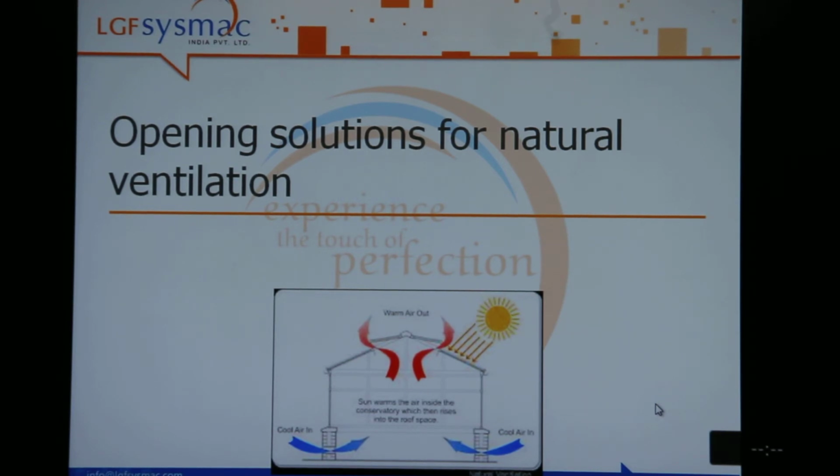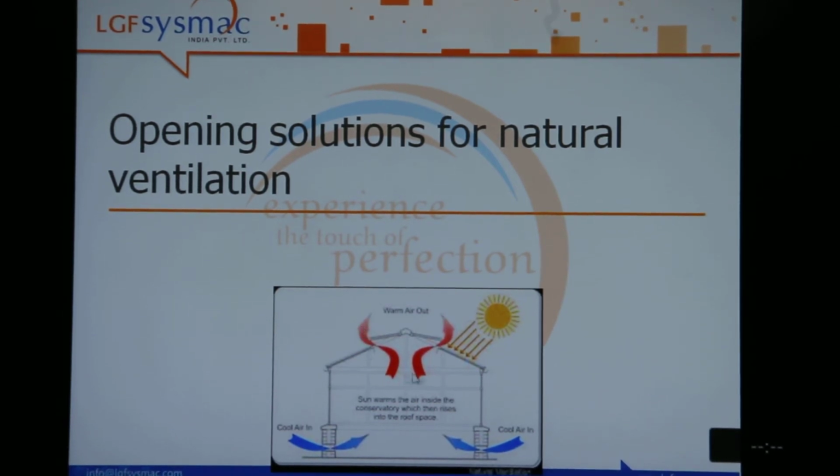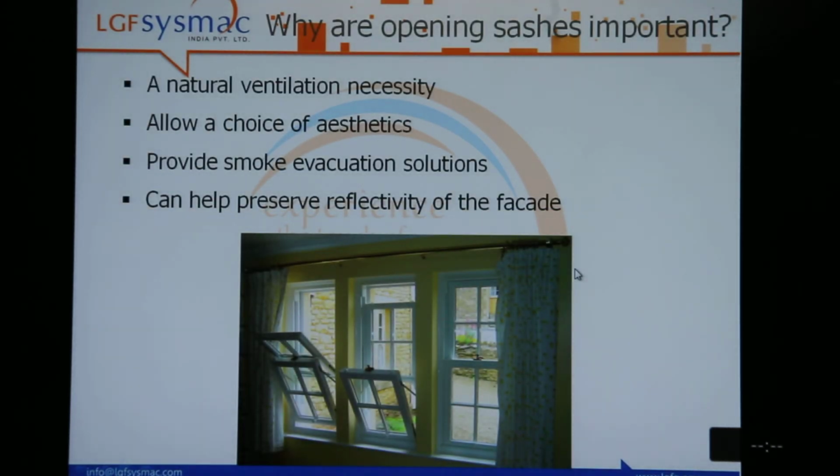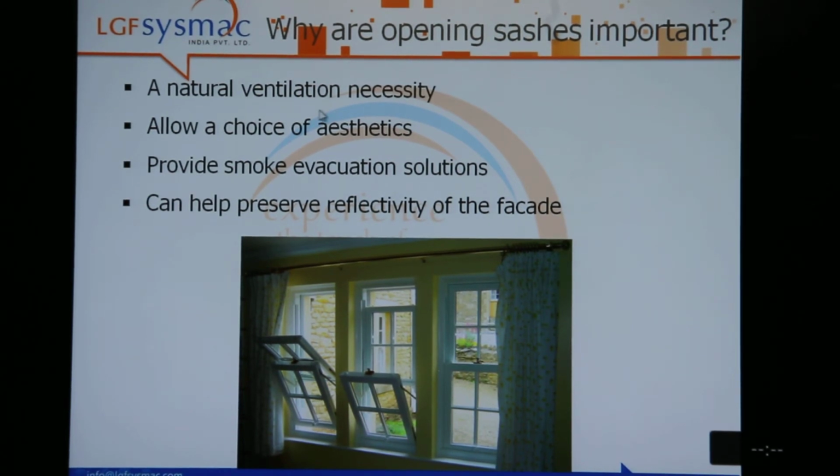Opening solutions for natural ventilation. You can give the openings on the upper side at the roof, or in the windows. Why are opening sashes important? We require sashes that can open in different manners, for natural ventilation.